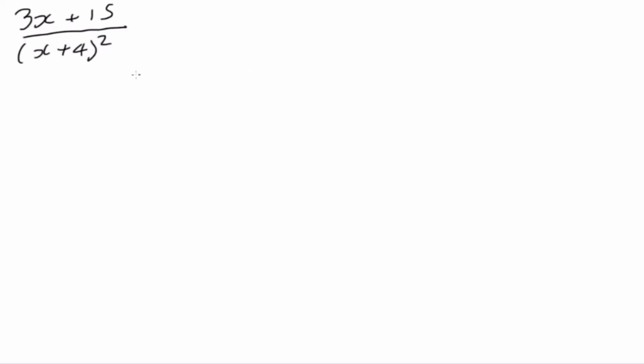So this is our final example. As you see, it's 3x plus 15 over x plus 4 squared. Now we haven't seen something like a squared term on the bottom before, but what you have to do when you have a value squared is you have your normal constants, and you have your x plus 4, but you need 2, one of them being x plus 4 and one of them being x plus 4 squared.